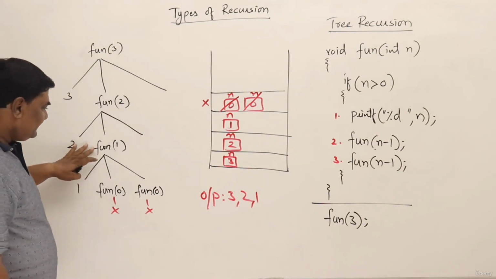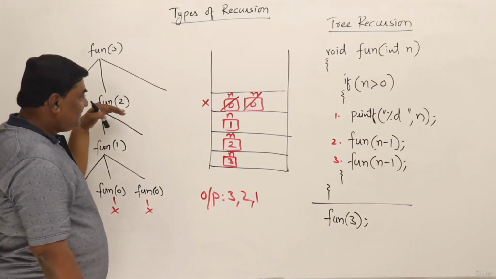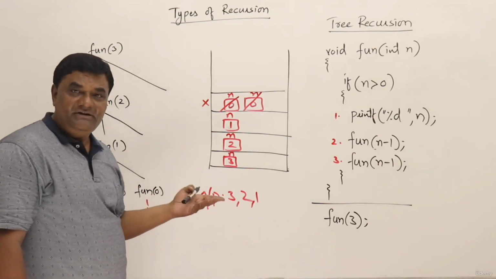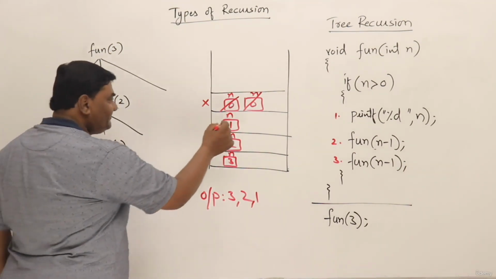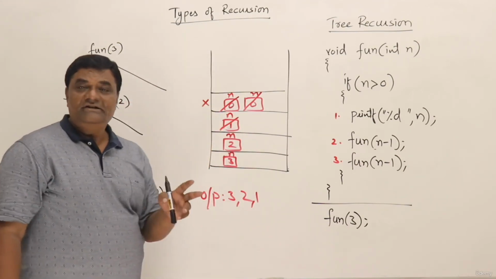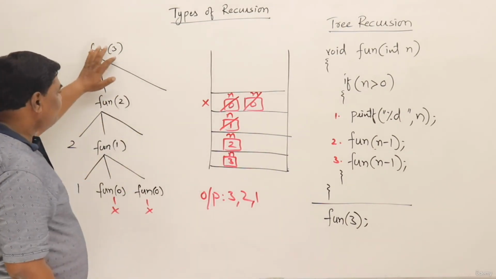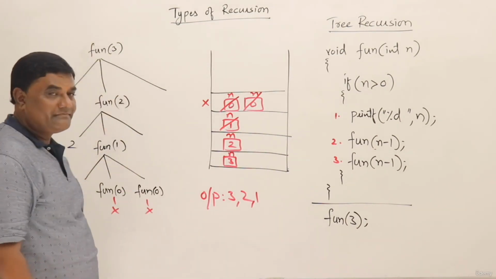Now this call is completed. All 3 steps are over, so it will go back to the previous call. Going back to the previous call means this call has finished, this activation record is deleted. So right now there are only 2 activation records in the stack: one for value of n as 3 and one for n as 2.